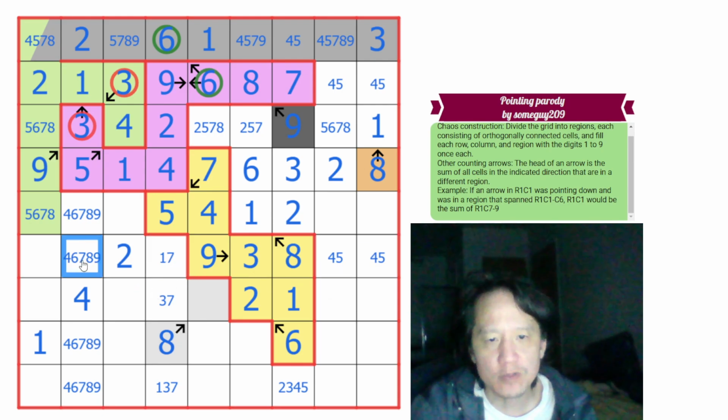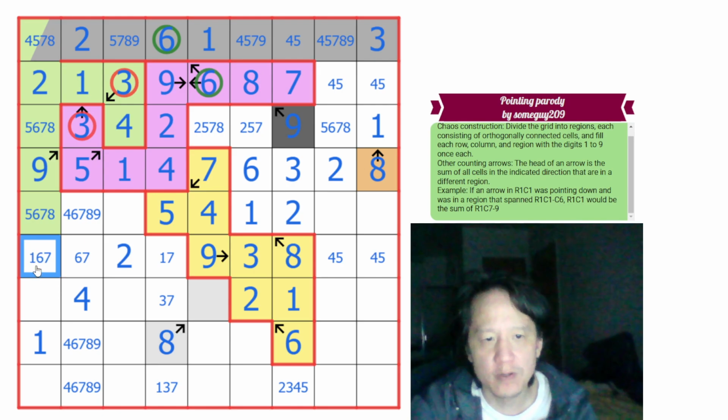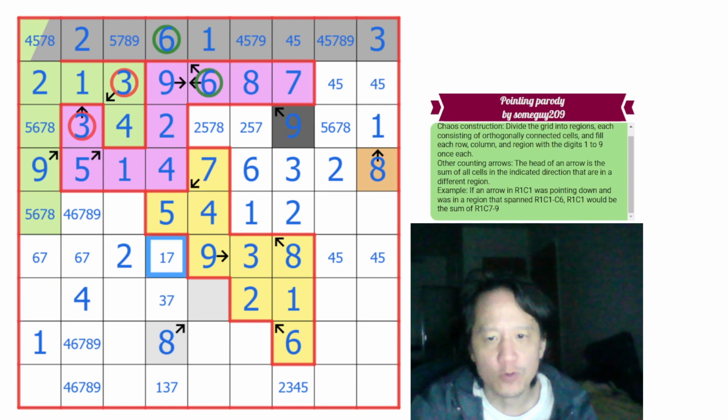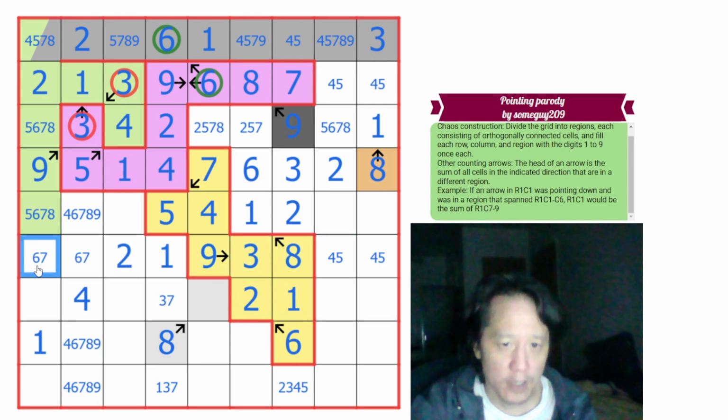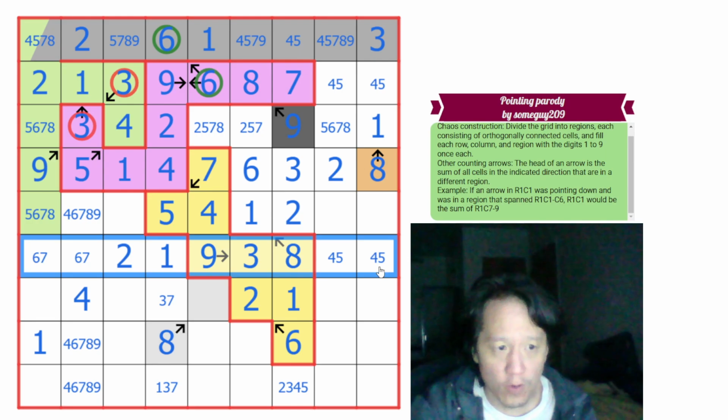This can't be 3. This can't be 4. This can't be 8 or 9. So this is 1, 6, or 7. It can't be 1 because of that. Therefore, this has to be a 1 because we have a 6, 7 pair in column 4.